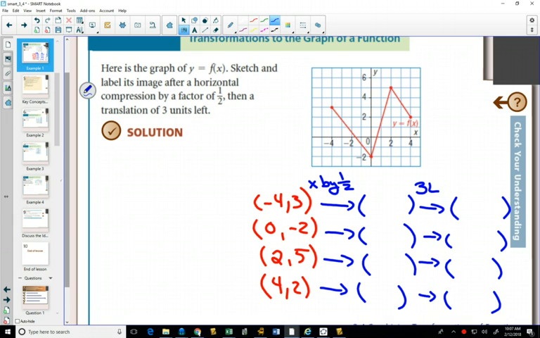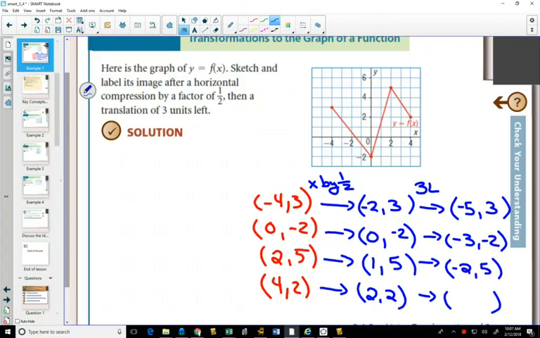My x values by a half: -2, 3. This one's going to be 0, -2, 1, 5, 2, 2. And then 3 to the left: -5, 3, -3, -2, -2, 5, and -1, 2. Okay? I would recommend not doing your mental math that quick.